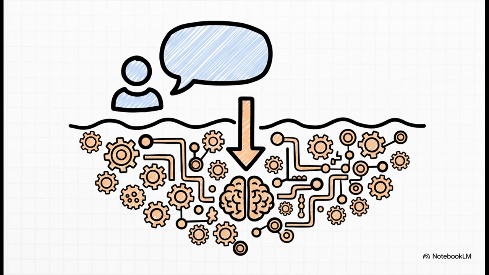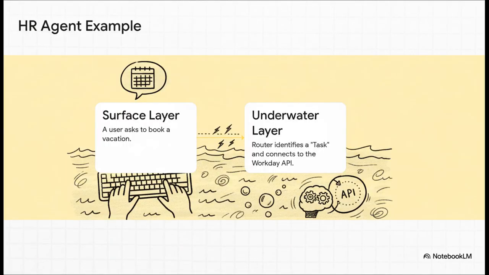And that's because AI interactions are just different. They're not just a series of button clicks anymore. They're conversations. You have to map out what's happening on the surface layer, what the user actually sees, like a chat box, and connect it to the underwater layer, which is that whole complex AI workflow doing the heavy lifting behind the scenes. Let's make this super concrete with an example.